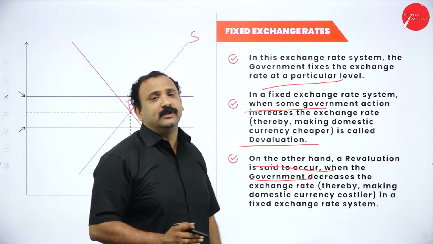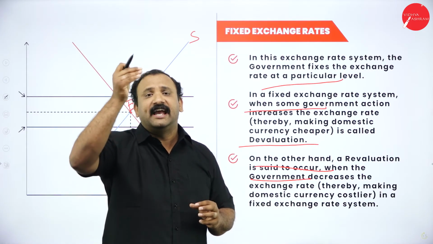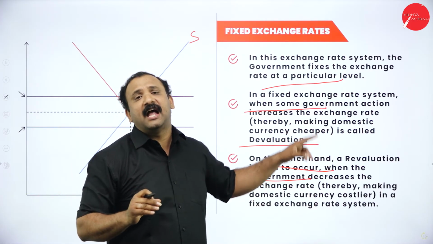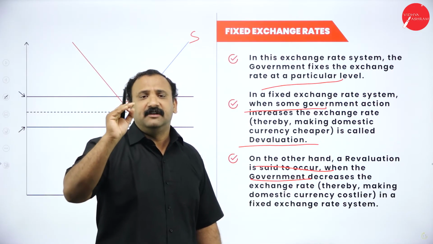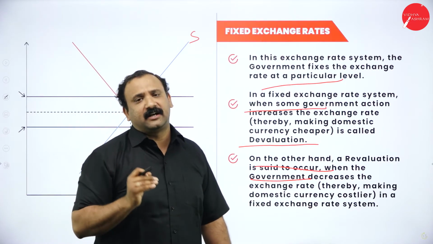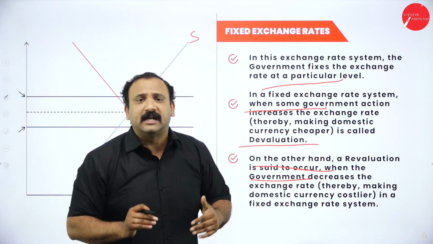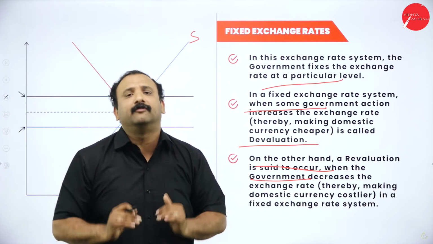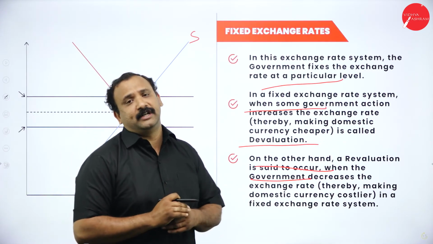So that is where you will see that there is flexibility in the exchange when it happens in valuation and devaluation. In revaluation, what happens? The currency value will be raised, that is, the government will try to increase the domestic currency value. In devaluation, the currency value will be reduced. That is, the government will reduce the value of the home currency versus that of the dollar or any other foreign exchange.